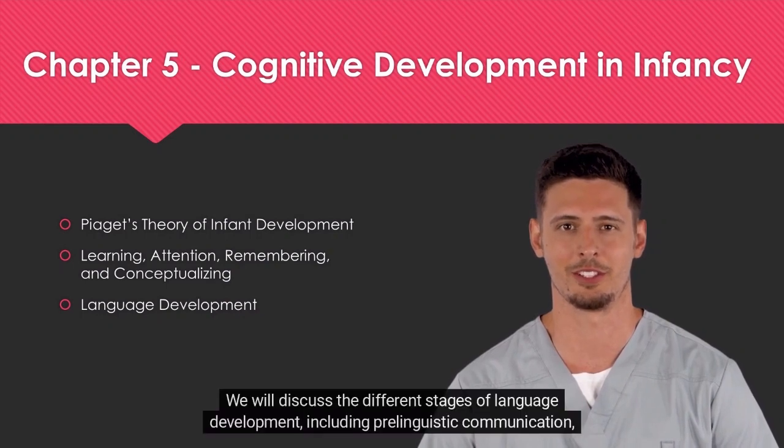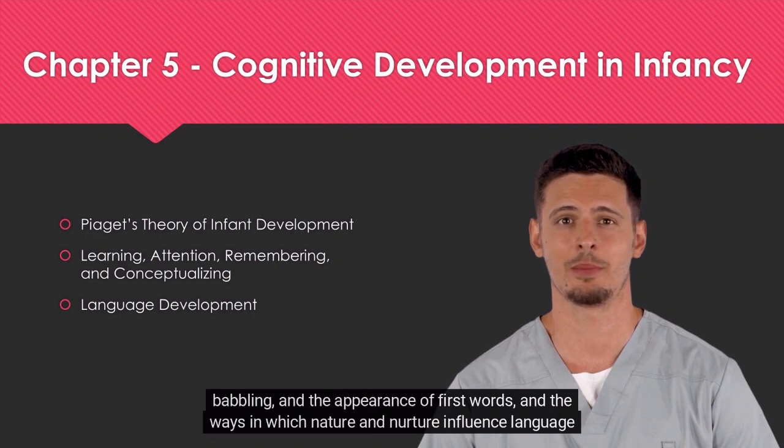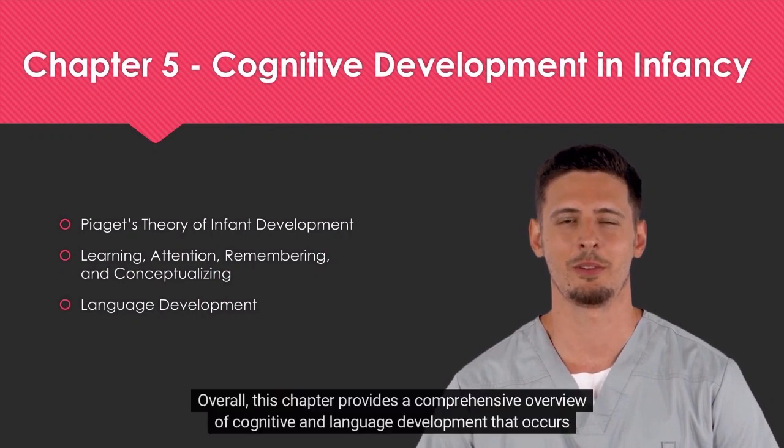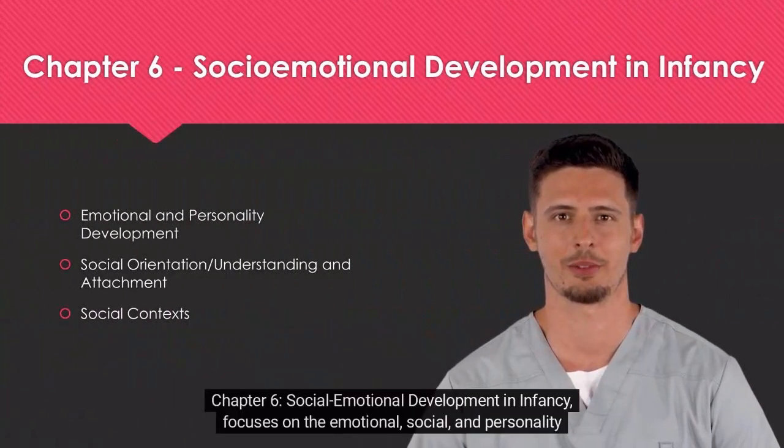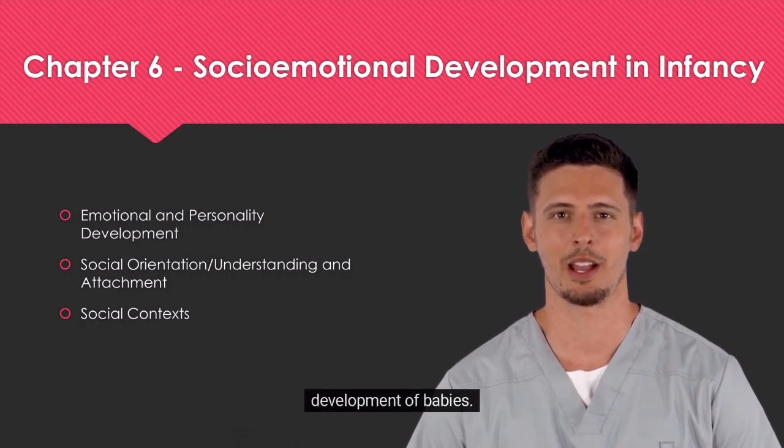We will discuss the different stages of language development, including prelinguistic communication, babbling, and the appearance of first words, and the ways in which nature and nurture influence language development. Overall, this chapter provides a comprehensive overview of cognitive and language development that occurs in childhood. Chapter 6, Social-Emotional Development in Infancy, focuses on the emotional, social, and personality development of babies.